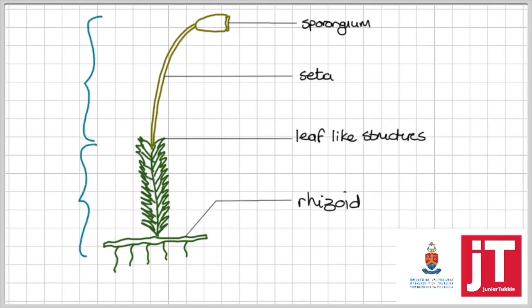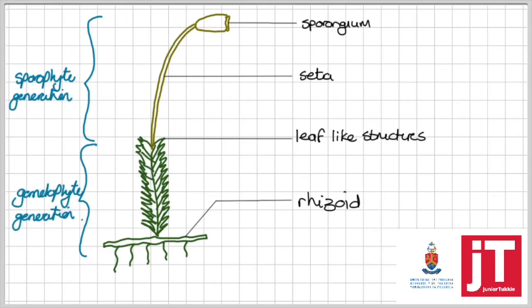If we had to divide these 2 up into the sporophyte and the gametophyte generations, we'll see the sporophyte at the top, encompassing or including the sporangium and the seta, and the gametophyte generation from the rhizoid to the top of the leaf-like structures. So that's us answering all of those questions.